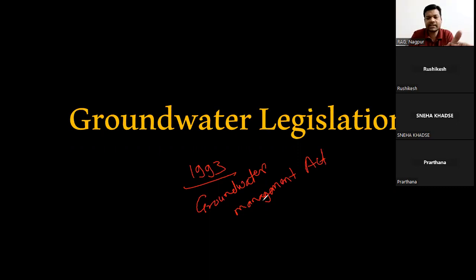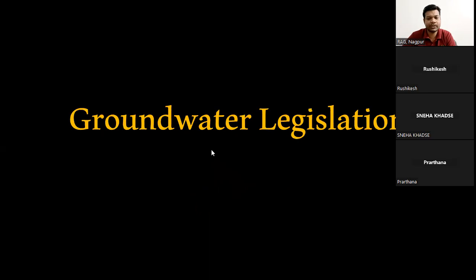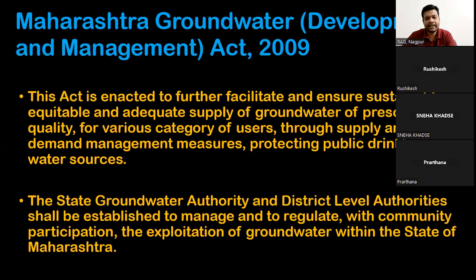This was the first act, and one of the very first efforts in the country to ensure sustainable development of groundwater. Then in 2009, a new act was passed, called the Maharashtra Groundwater Development and Management Act 2009. It was enacted in 2009 and is still in function.